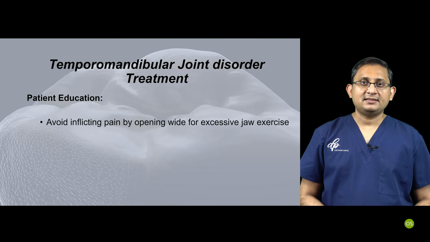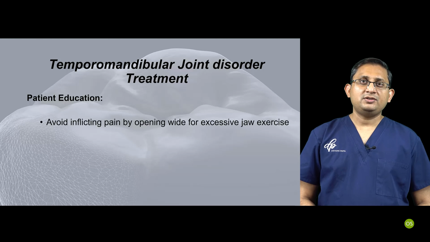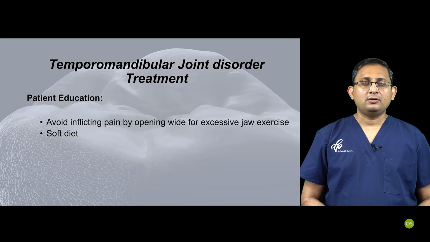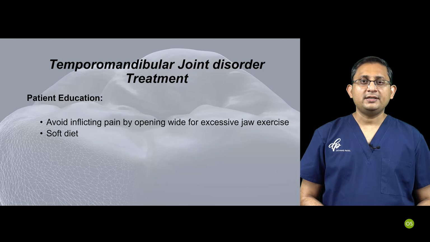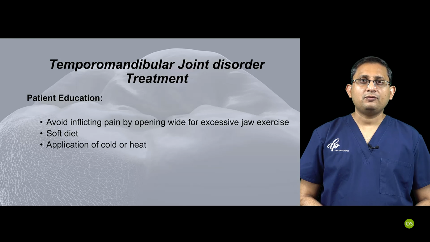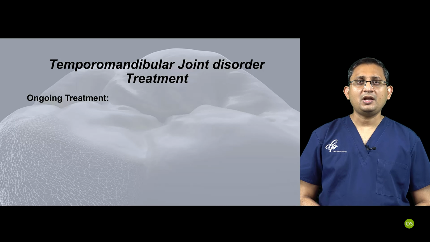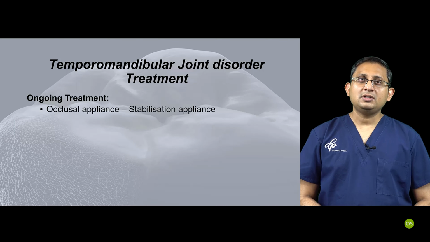However, if it still locks and you cannot do that, what else can you do? You can ask the patient to avoid inflicting pain by opening wide or doing jaw-related exercises. Ask the patient to use a soft diet. Application of cold or heat can also help in reducing pain, which is secondary to the temporomandibular joint disorders. In ongoing treatment, an occlusal appliance such as a stabilization splint helps.